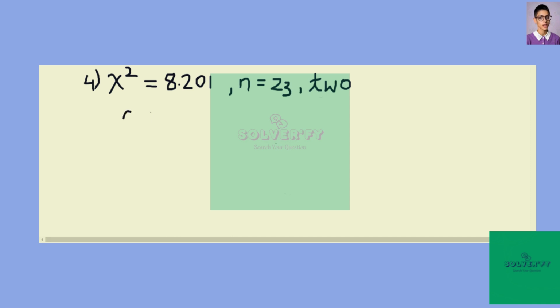Now, degrees of freedom equal n minus 1. For this problem, n is given to be 23. So, degrees of freedom equal 23 minus 1, which is equal to 22. Chi-square equal to 8.201 will lie before 8.643, as seen in the table for the chi-square distribution under the degrees of freedom equal to 22. The alpha value corresponding to 8.643 is 0.995.